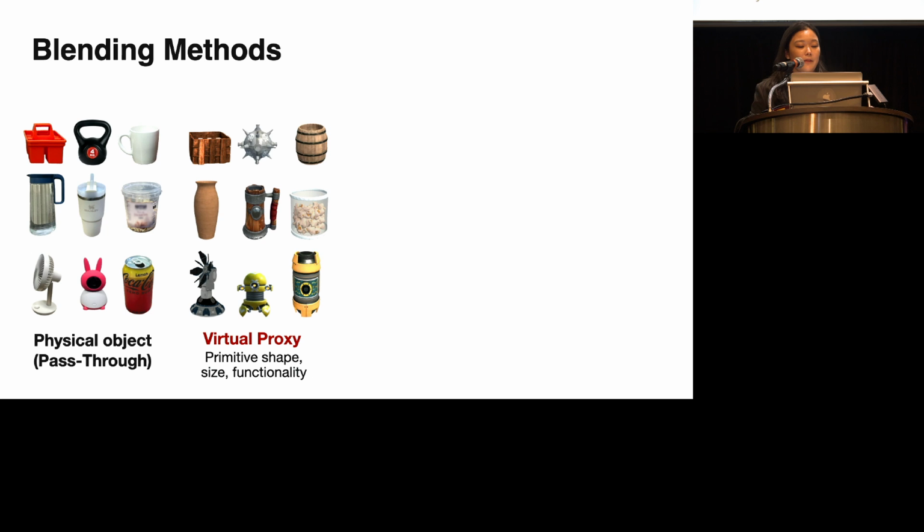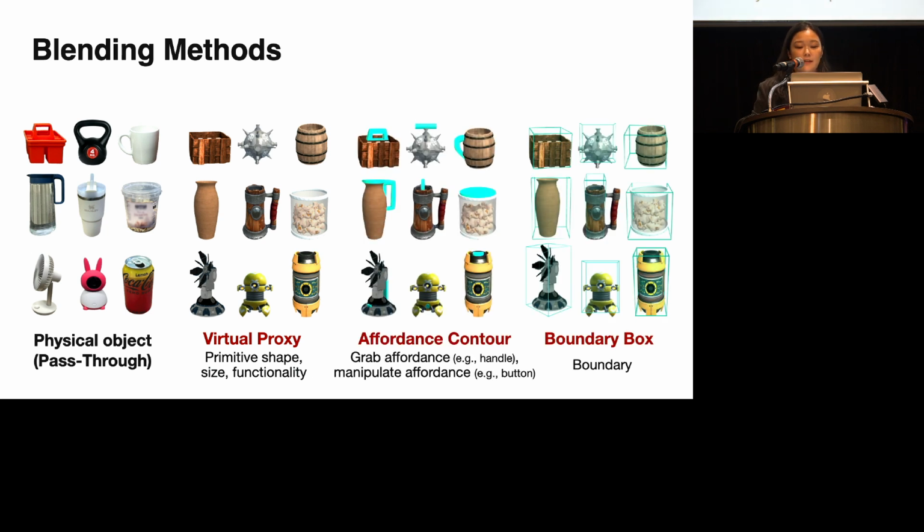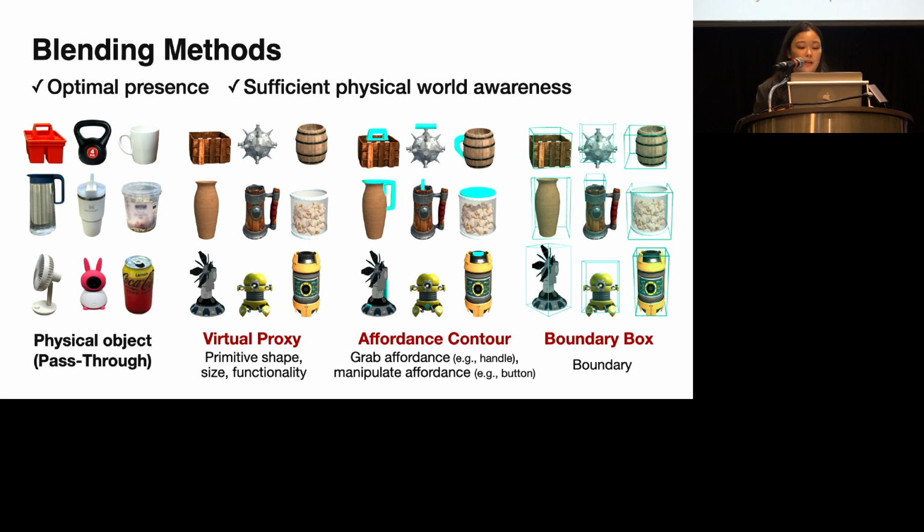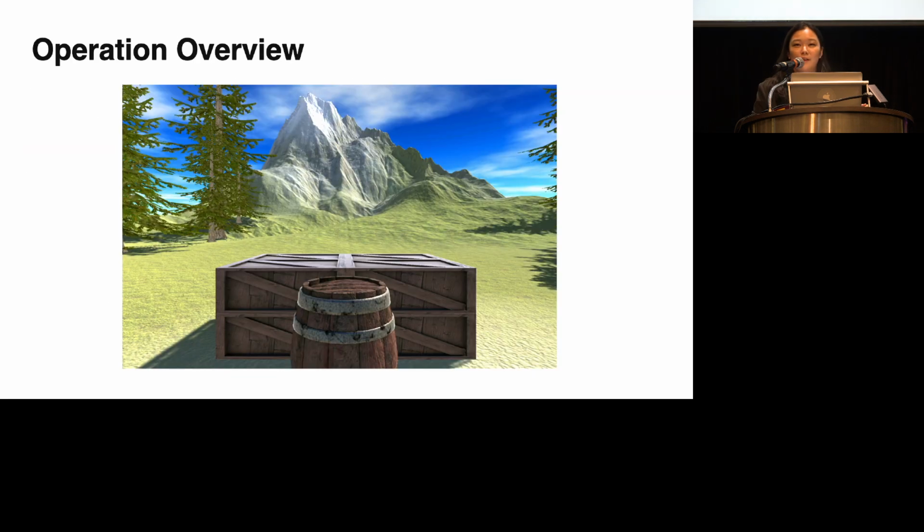experience. We then design blending methods tailored to each interaction state that convey different types and levels of physical object information. The key considerations were optimizing presence while simultaneously providing the exact level of physical world awareness needed to ensure usability for each state. Let's take a look at how it works through a video.